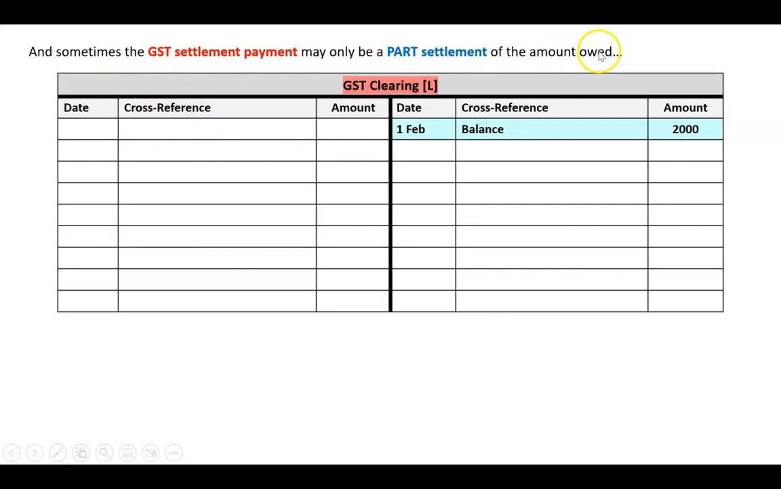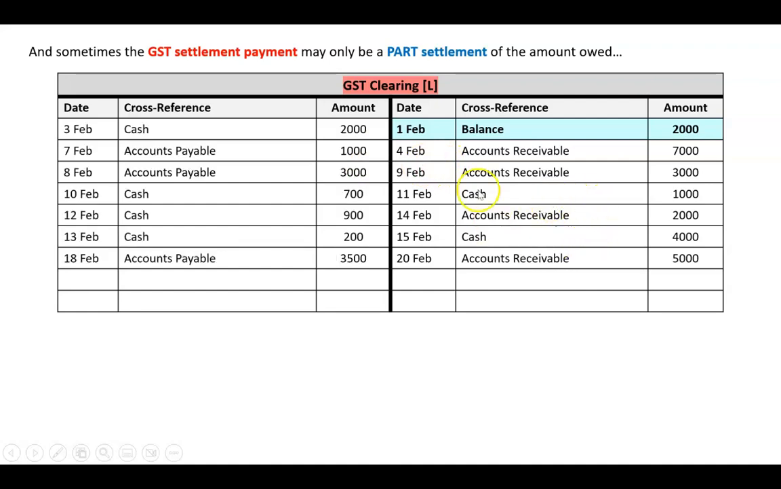And just finally, other thing to look out for, sometimes the GST settlement payment may only be a part settlement of the amount owed. So in the real world, businesses can't always pay the full amount back. Like, this is only $2,000, so that's not such a big deal, but maybe the GST liability is $75,000. That's a lot of money to find at once. So what the tax office says is, all right, a whole bunch of other transactions happen. They'll let you settle it, just a bit of it.